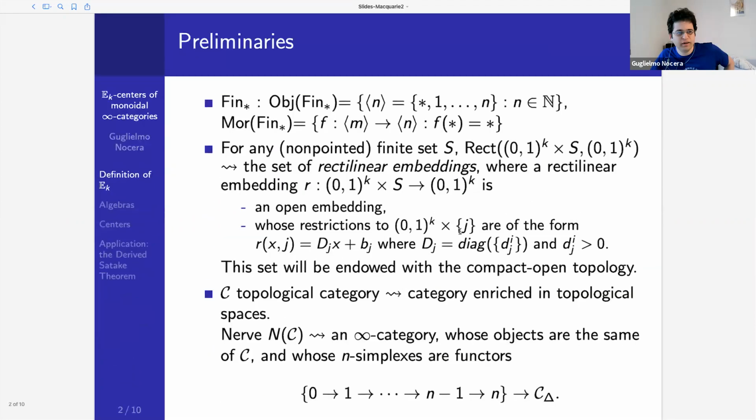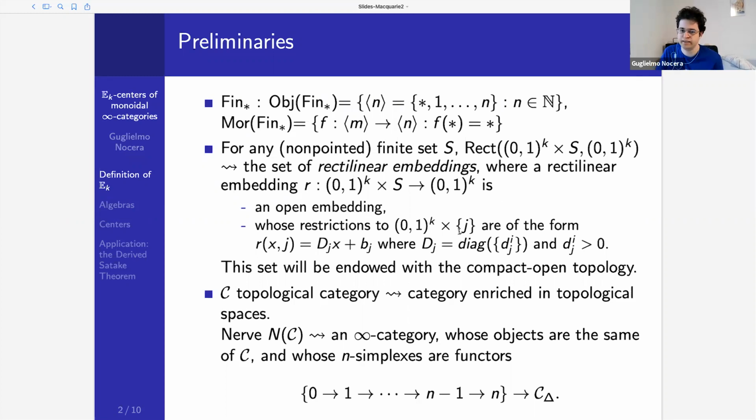So a couple of preliminary notations first. For us, Fin star will be the category, the ordinary category, having as objects finite pointed sets and as morphisms pointed functions. The second definition I want to give before everything is the one of rectilinear embedding.